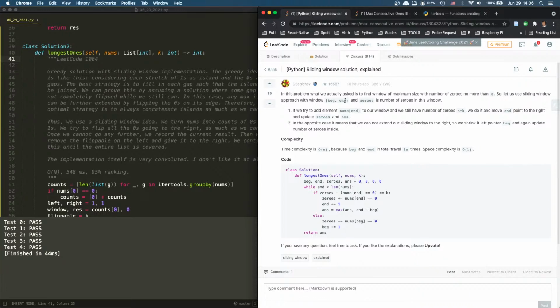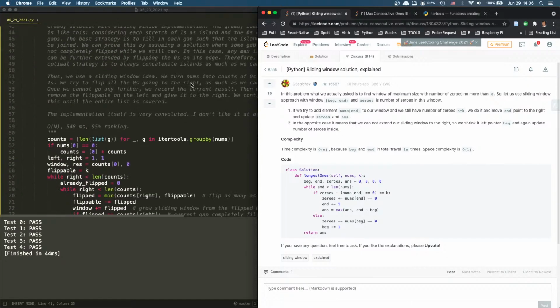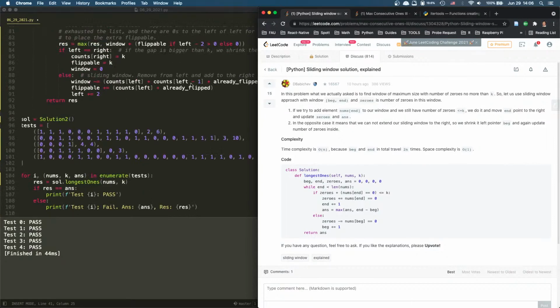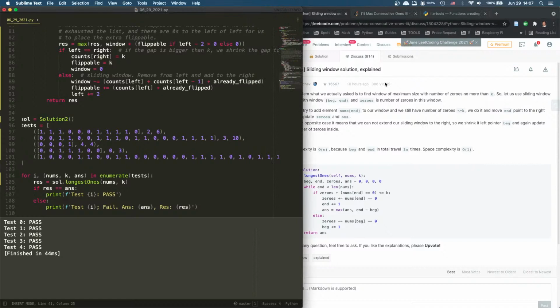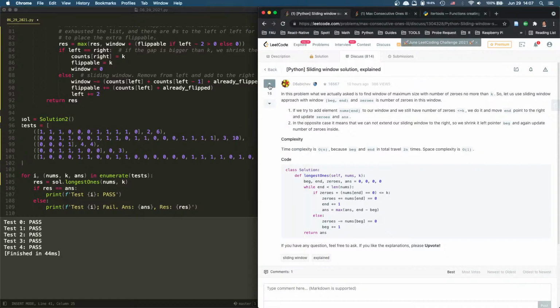Sliding window approach. The window and the zeros is the number of zeros in the window. Yeah, that is the right way to think about it. So we go here until we hit the maximum number of windows. Oh man, this is easy. I think I can code it without even looking at it.